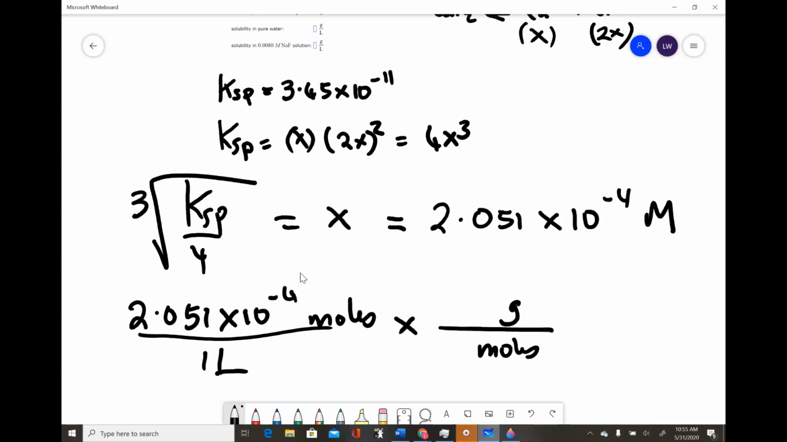So now I go ahead and calculate the molar mass of calcium fluoride. 40.08 plus 2 times 19. There we go. So the molar mass of calcium fluoride is 78.08 grams for every 1 mole. So I just take the answer that I got before and times it by 78.08.